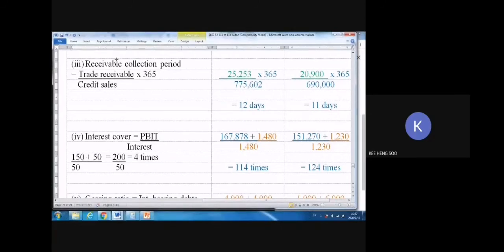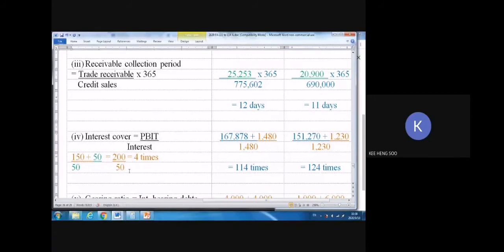Okay, look at this example, because this one is too big already, you cannot understand. My company makes a profit before interest and tax. My profit is 150. I add back the interest, this is interest. So if I add back the interest, it will be 200. So my company makes 200. Out of this 200, I will use 50 to pay interest. So that means with my available profit, I can pay 4 times of interest.